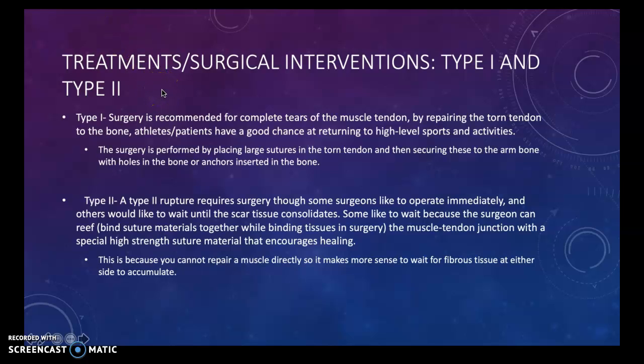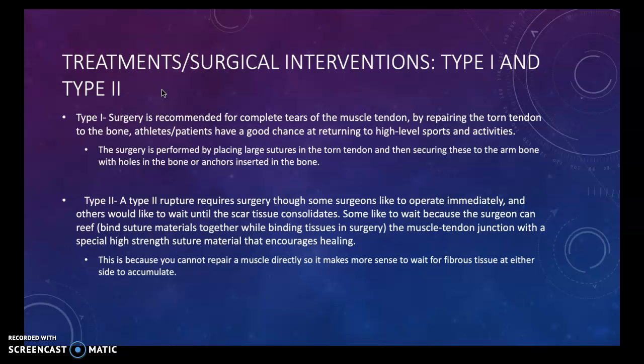So, treatments and surgical interventions of type 1 and type 2 pectoralis major ruptures. Surgery for a type 1 is recommended for complete tears of the muscle tendon. This can be done by repairing the torn tendon to the bone, and it's done by placing large sutures in the torn tendon and then securing these to the arm bone with holes in the bone or anchors inserted into the bone. That doesn't sound too fun.